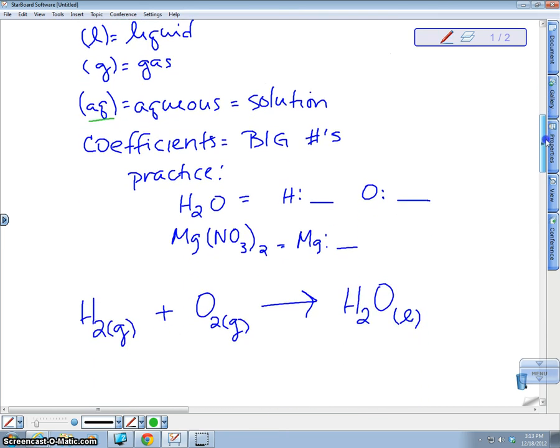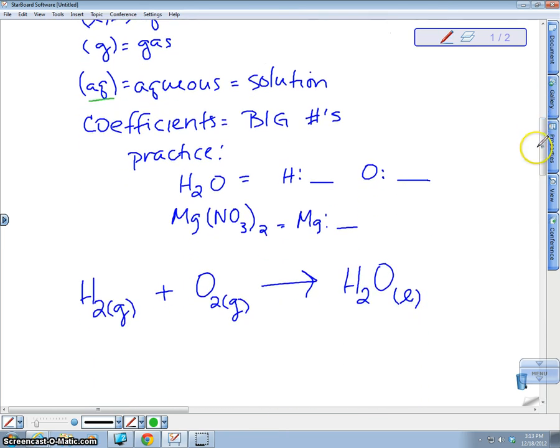When you're looking at formulas that have a coefficient, remember that you need, just like in math, you need to multiply by the coefficient. So if we have 3 water molecules, that means that we don't have just 2 hydrogen atoms anymore. Now we have 2 times 3 is 6. We don't have just 1 oxygen atom. We have 1 times 3 is 3.